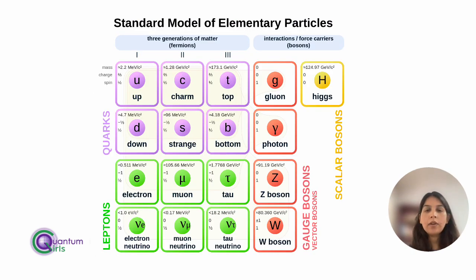This is the standard model of elementary particles. So you can see fermions on the left hand side and bosons on the right hand side. Fermions further have quarks and leptons, and there are 6 types of quarks with beautiful names like up, down, charm, strange, top and bottom, and then 6 types of leptons. On the other hand, there are 5 types of bosons, which are also known as force carriers.